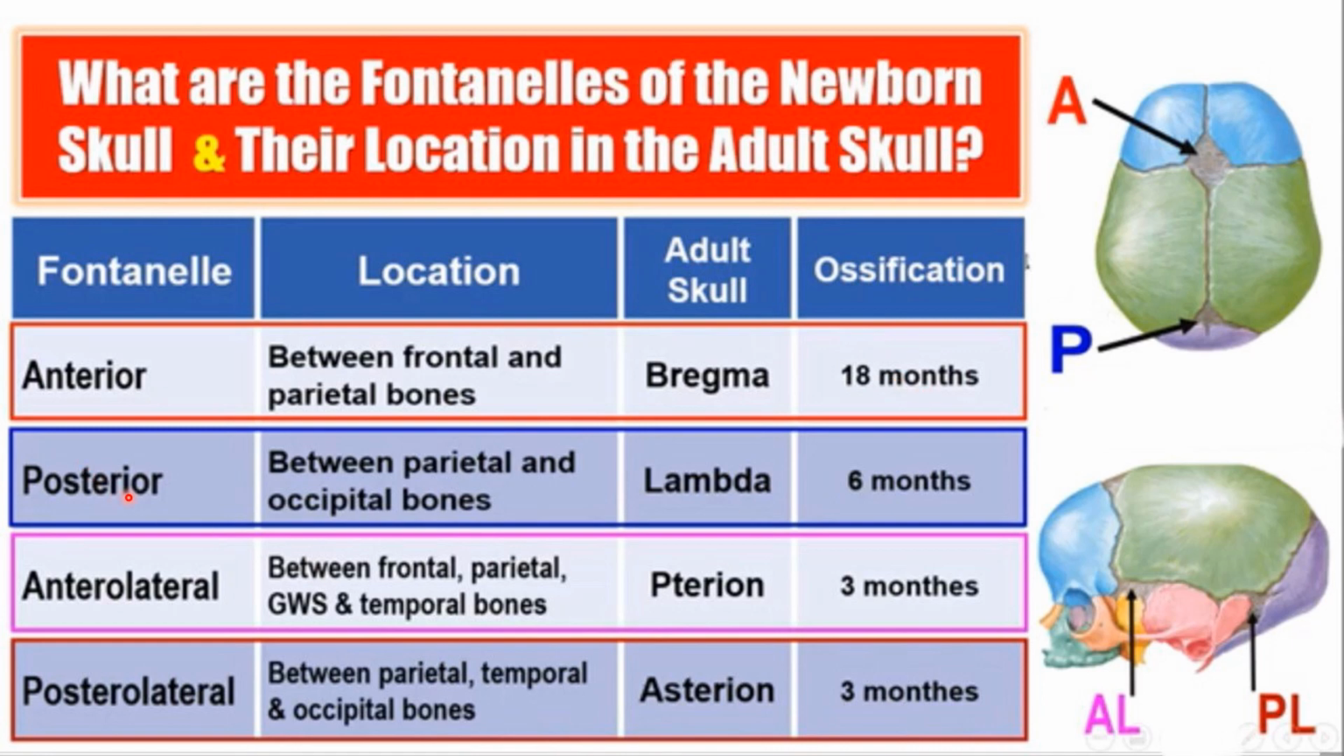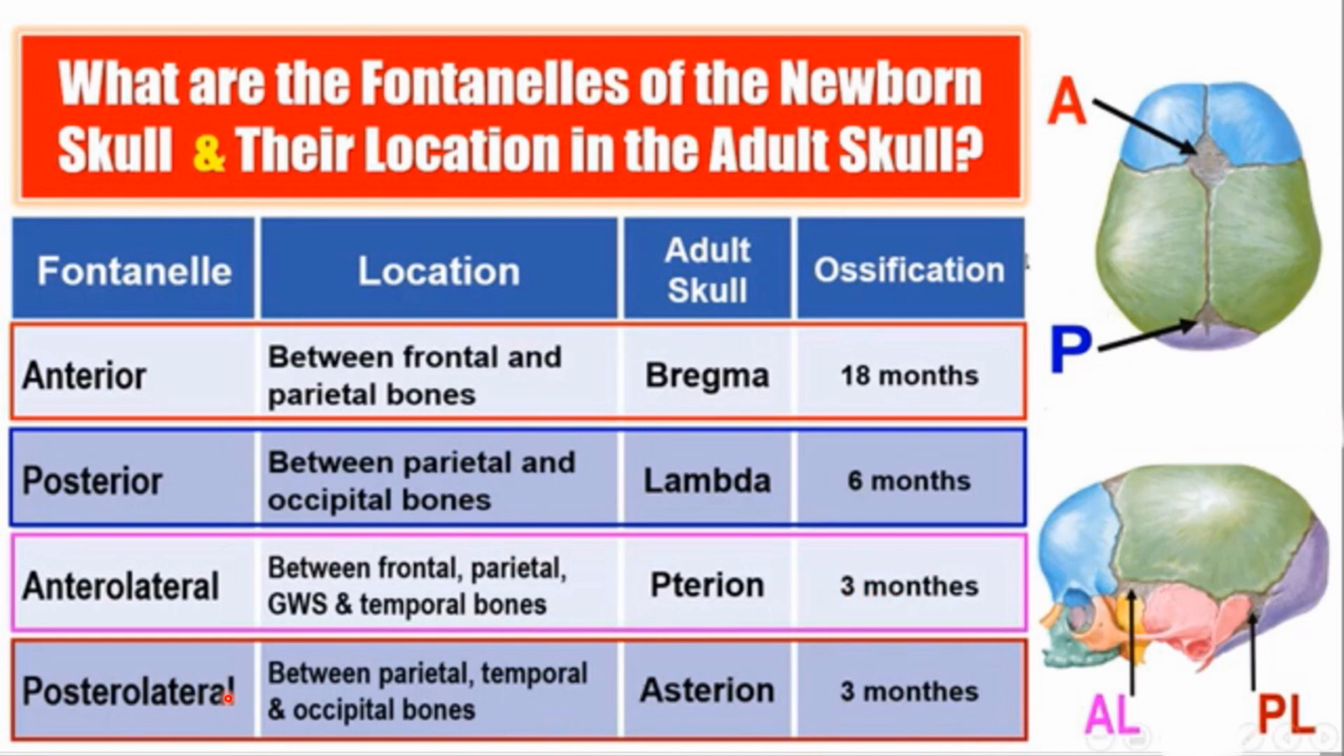Then the posterior fontanelle is found between the parietal and then the occipital bones. It is represented in the adult skull as the lambda. The ossification of the posterior fontanelle is by 6 months. Then we looked at the anterolateral fontanelle, which is found between the frontal, parietal, greater wing of the sphenoid, and then the temporal bones, where we have the pterion. Now the anterolateral fontanelle is represented in the adult skull as the pterion, and it ossifies at the age of 3 months.